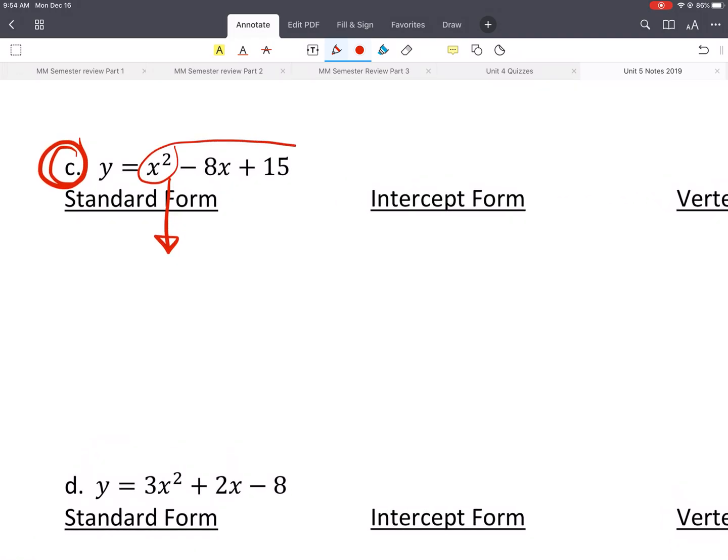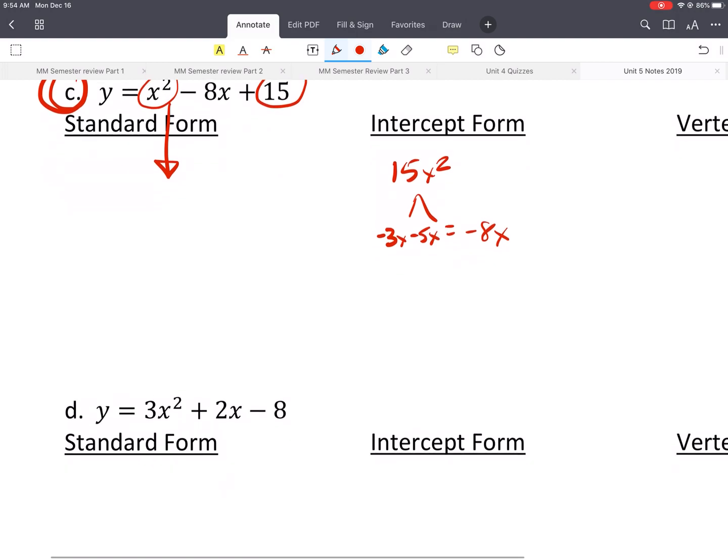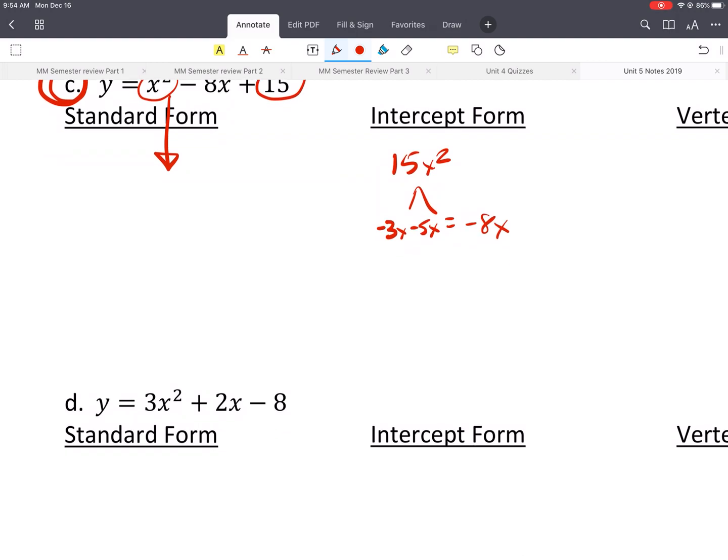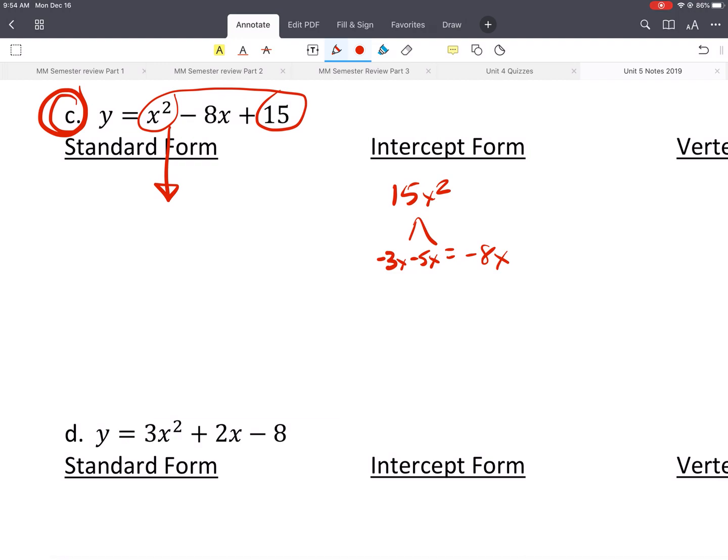So we would do glasses. That gives us 15x squared, adds up to give us negative 8x. Okay, so what would make that work? Probably 3 and 5. So minus 3x and a negative 5x. Okay, since a is 1, the coefficient in front of x squared is 1, we can use the shortcut. So we'd have y equals x minus 3 and x minus 5. Make sure we do not change those signs when we're solving.